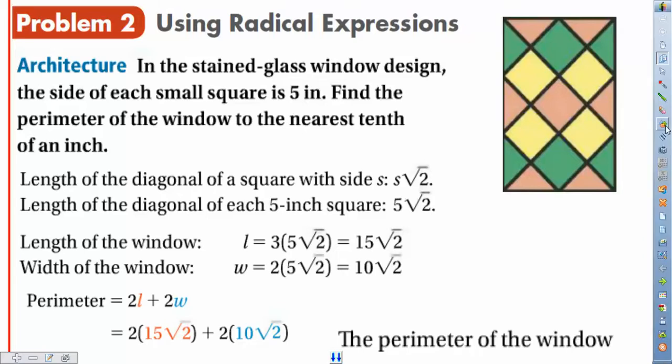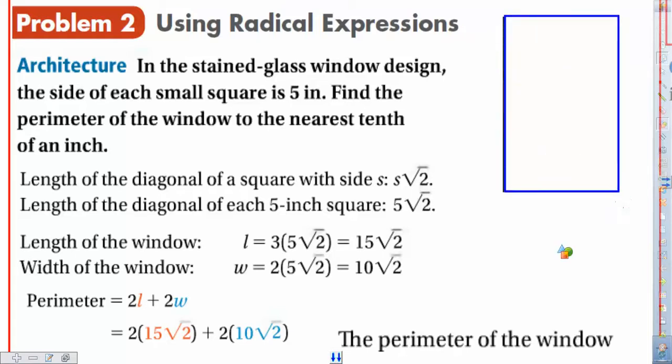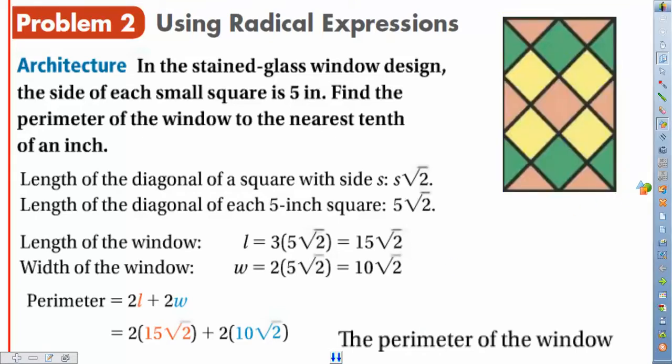So when they're asking us to find the perimeter, just understanding the problem, the perimeter, let's see here. They want that distance right there, that distance all the way around. That's what they want. So we have to add up all 4 of those sides. But they don't give us that kind of information. Pretty much the information that they give us is that the side of each small square is 5 inches.